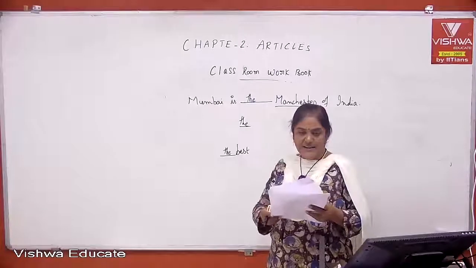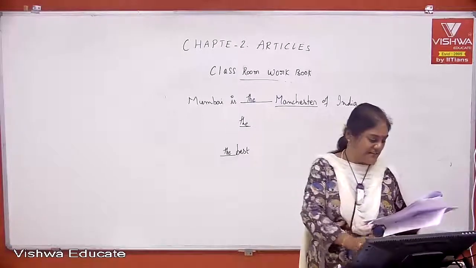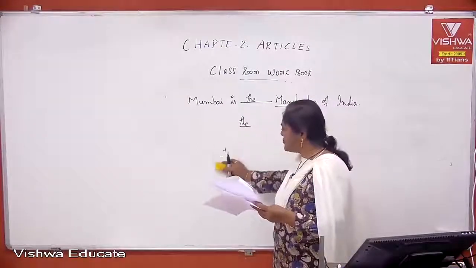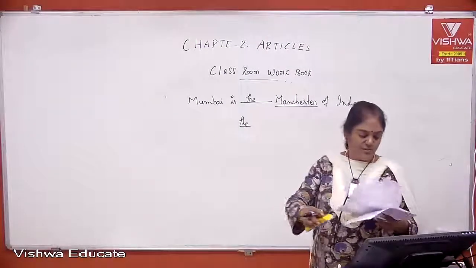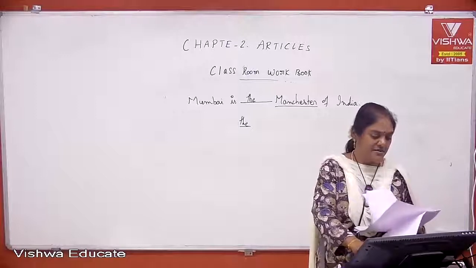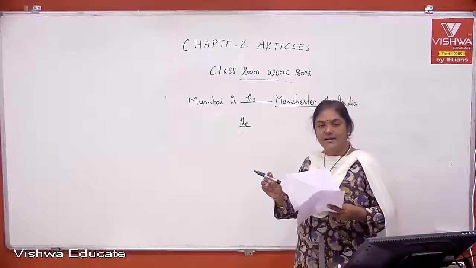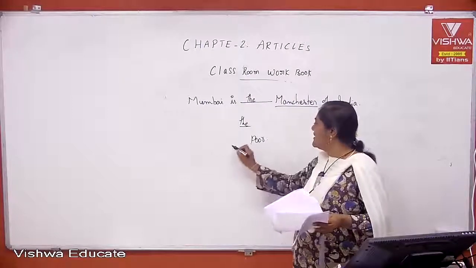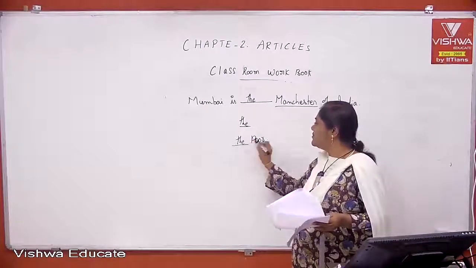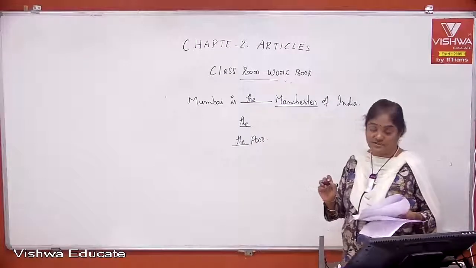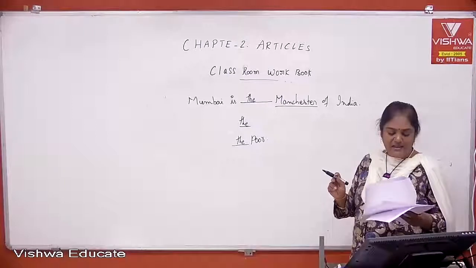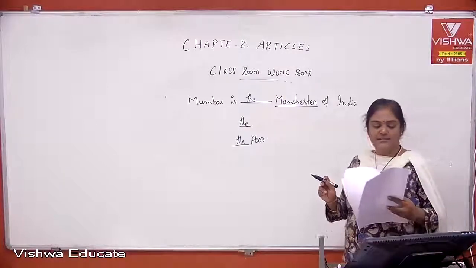Okay? Then, question 21. We should have compassion for dash poor. Compassion for the poor. Because here poor is used in a plural sense, we use the before it. The poor.